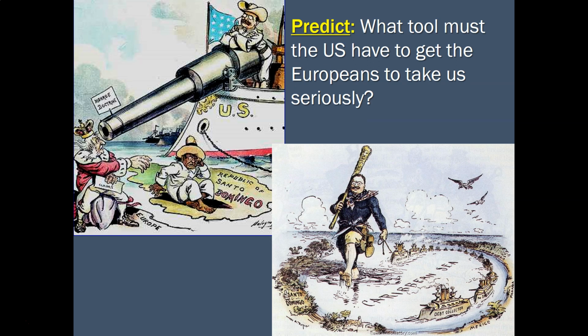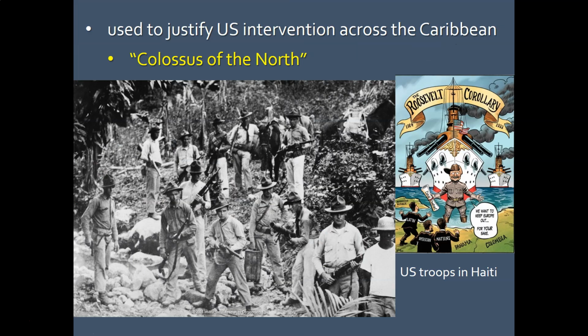Now, to get the Europeans to take us seriously, of course, we're going to have a good Navy. And Roosevelt's going to spend a lot of money building up the Navy, and in fact, actually sending it out on a little tour of the world. It was called the Great White Fleet, and he sent it literally around the world to show it off to the other countries.